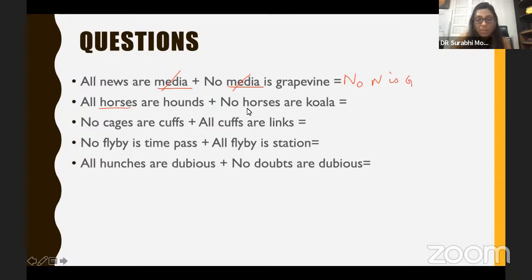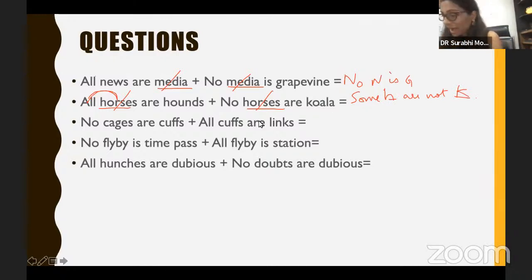Horses is the middle term. Unfortunately, it's written with all. So we will get a some-not answer. So let's fill in some dash are not dash. The affirmative term will be written with some and the negative term will be written with not. And I can see that you have got this answer. Very good. Remember that a some-not answer, only the top 2% of students get correct.